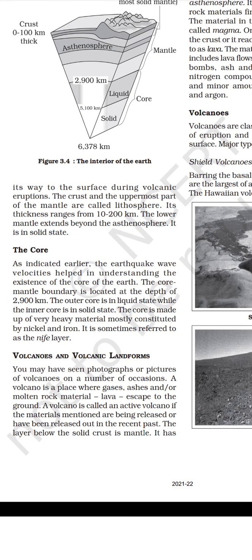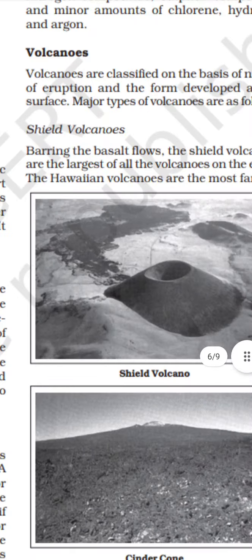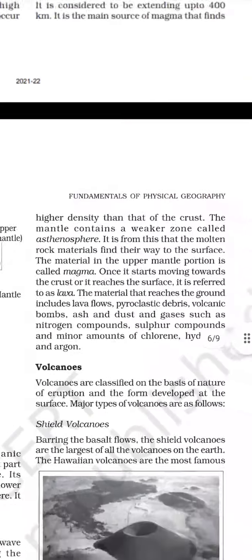Volcanoes and volcanic landforms. You may have seen photographs or pictures of volcanoes on a number of occasions. A volcano is a place where gases, ashes and/or molten rock material, lava, escape to the ground. A volcano is called an active volcano if the materials mentioned are being released or have been released recently.